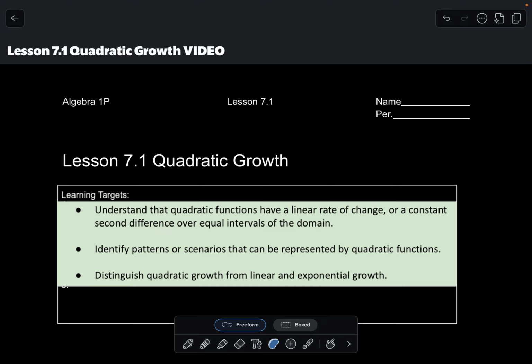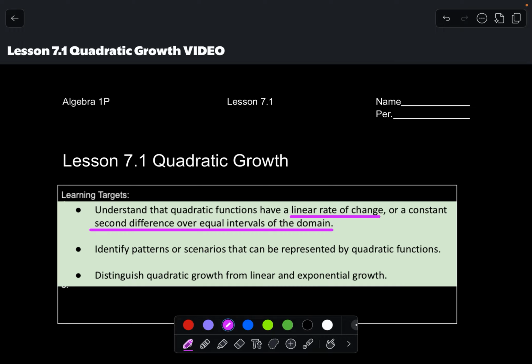The learning targets are that we're going to understand that quadratic functions have a linear rate of change. We'll talk about what that means. Or a constant second difference over equal time intervals of the domain. Okay? Linear rate of change.